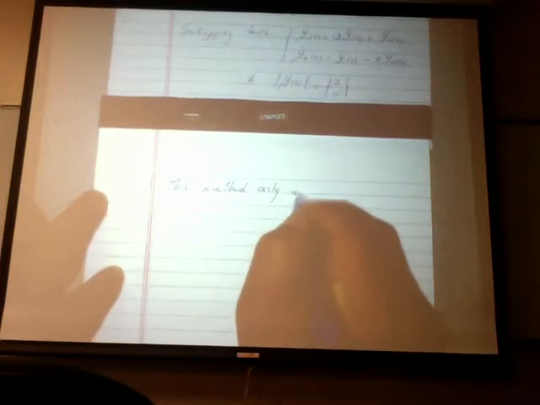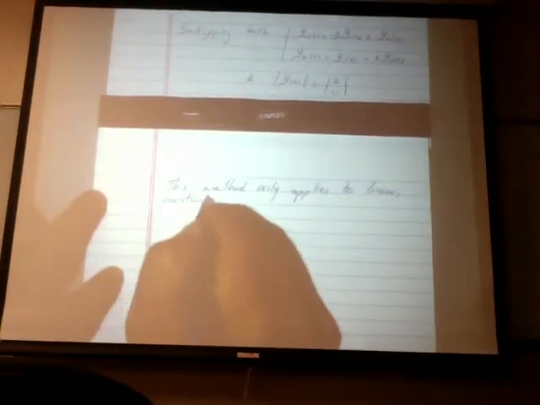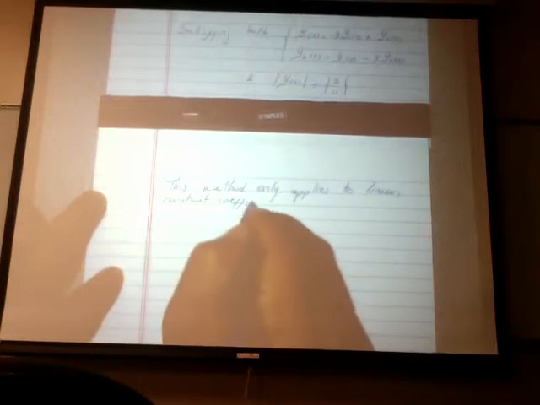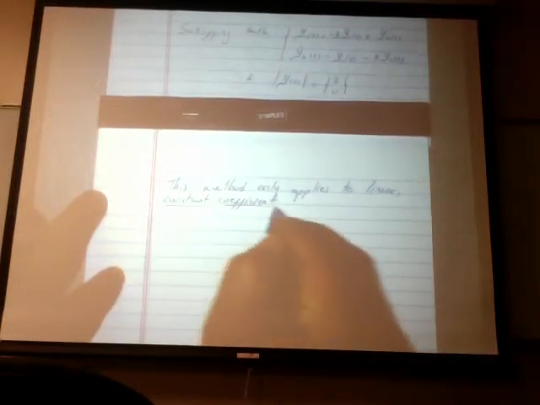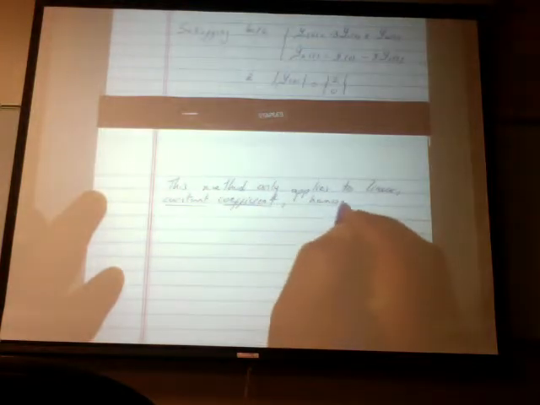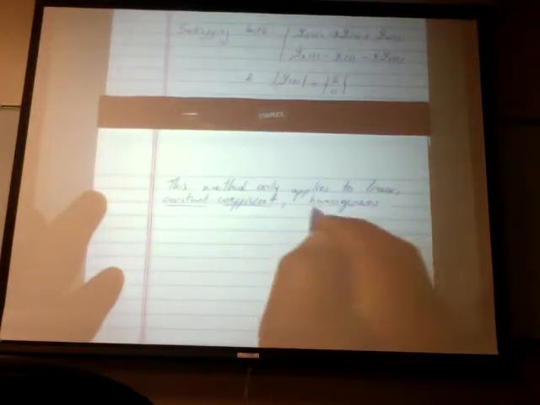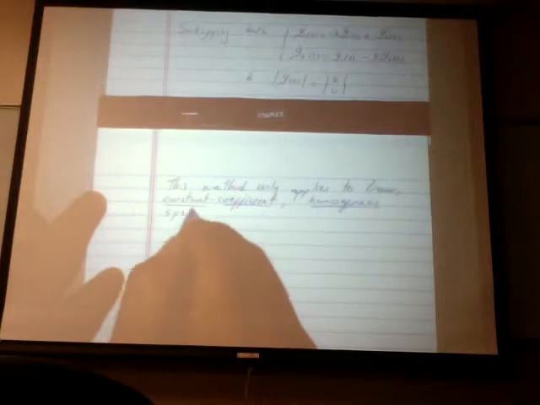We cannot rely on an analytical method. We need to do it using a numerical approach. So this method only applies to linear, constant coefficient, homogeneous systems of ODE.